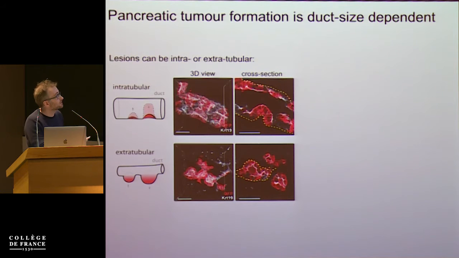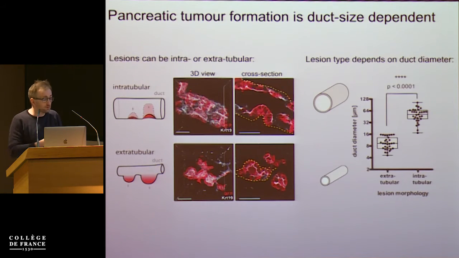In some other cases, like here, the tube has deformed and the tumor has grown towards the outside of the tube. And interestingly, it also turns out that these tumors are probably more aggressive because they tend to recruit more cancer-associated fibroblasts.